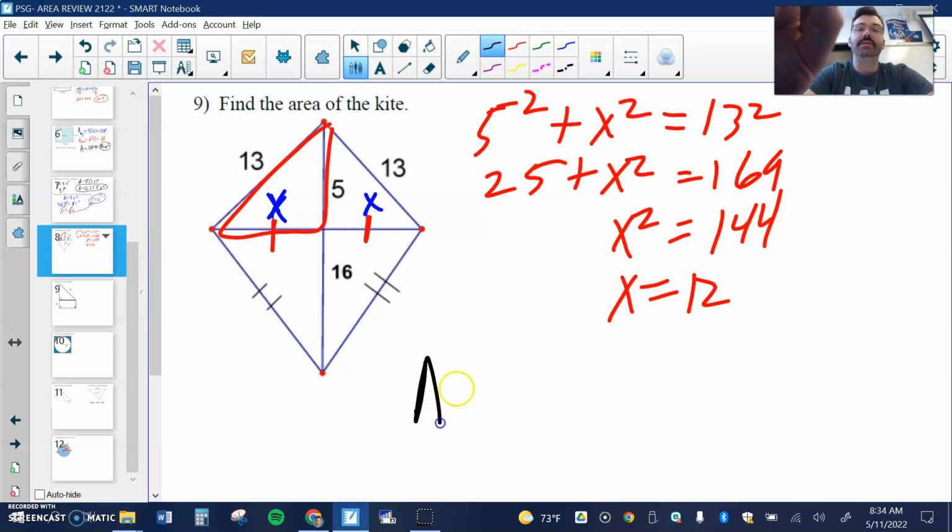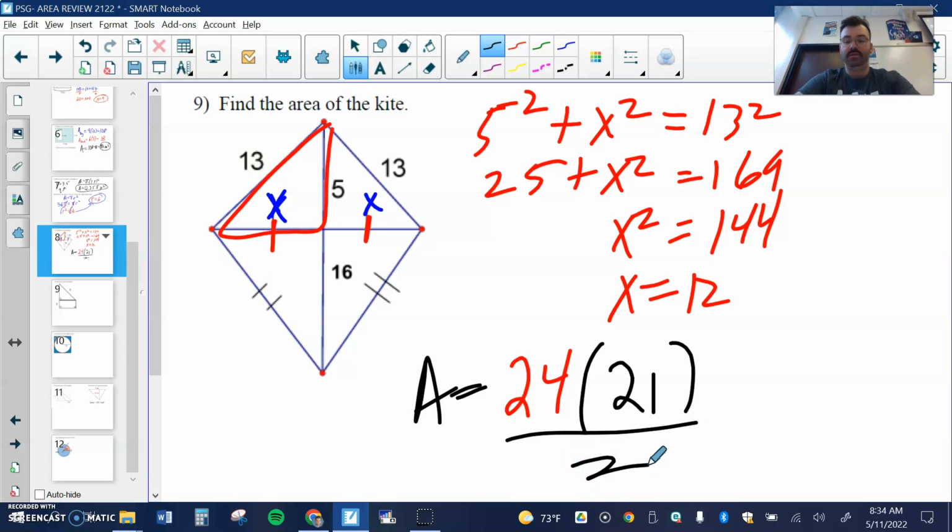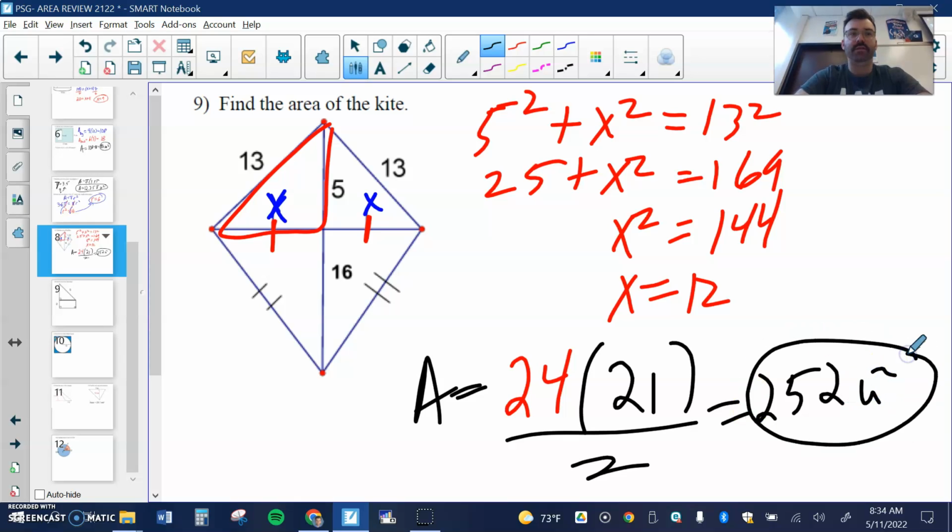So the area is diagonal 1, so 12 times 2 gives me 24, times the other diagonal, so 5 plus 16 is 21, all over 2, which I got is 252. I wrote inches down? Units squared. Oh, I cut some part of that out.